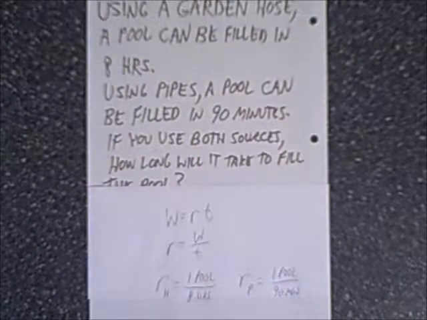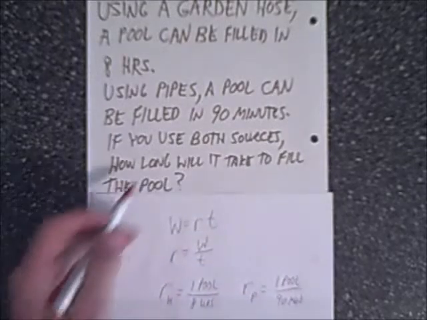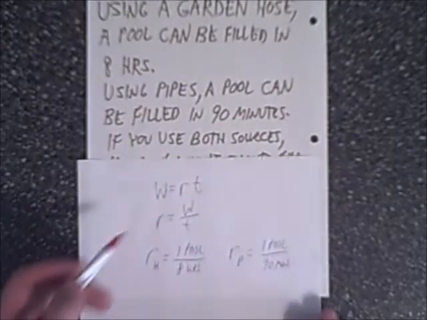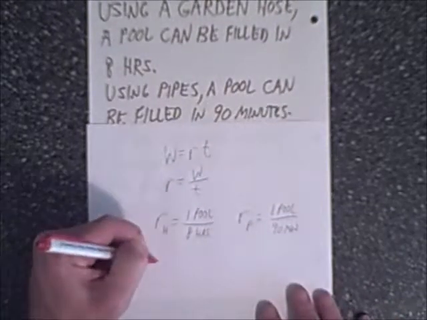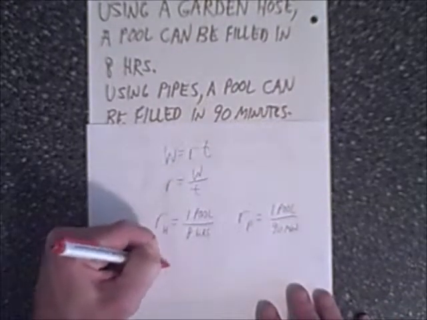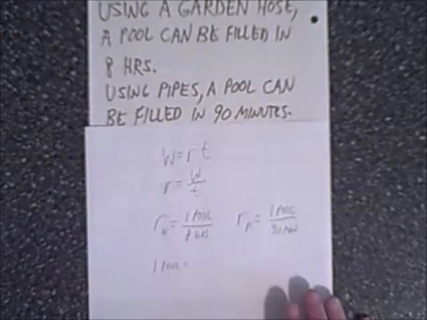Now, knowing these two rates, we're trying to find how long it will take to fill the pool. We can go back to our original equation, work equals rate times time. So the work for one pool will equal the rate of the hose.